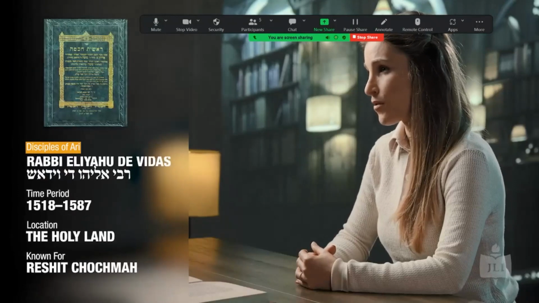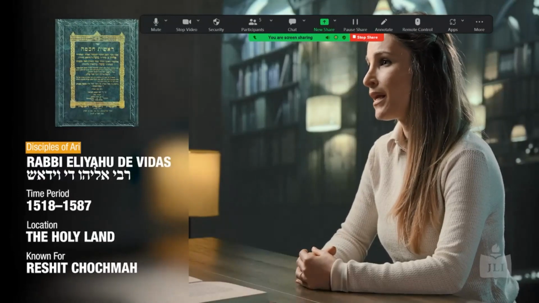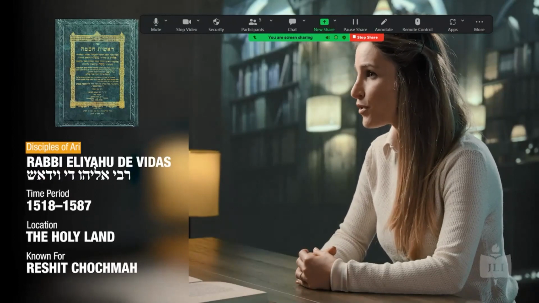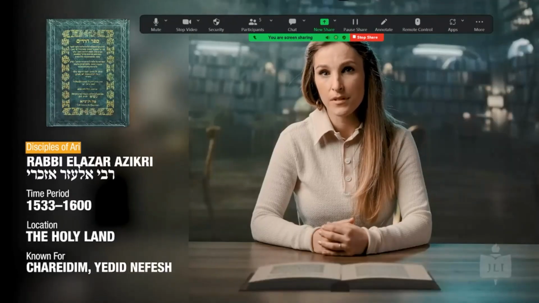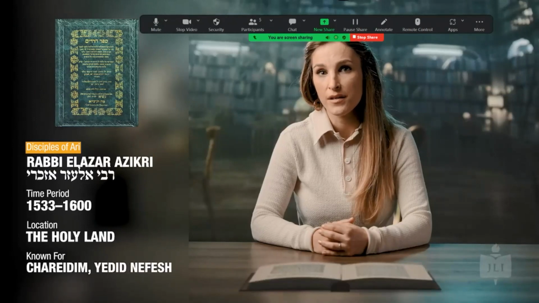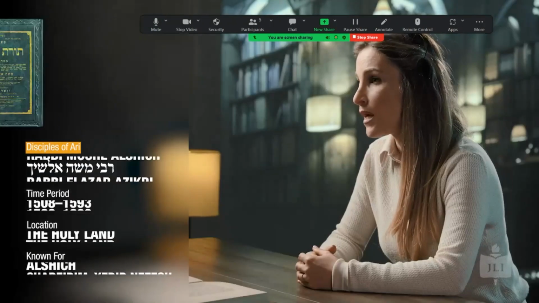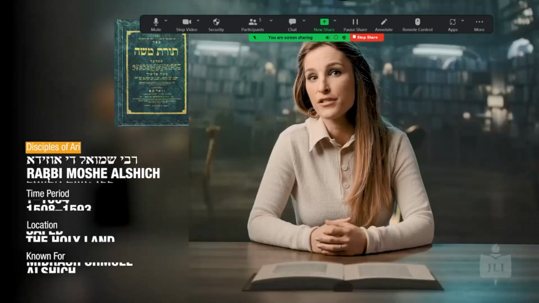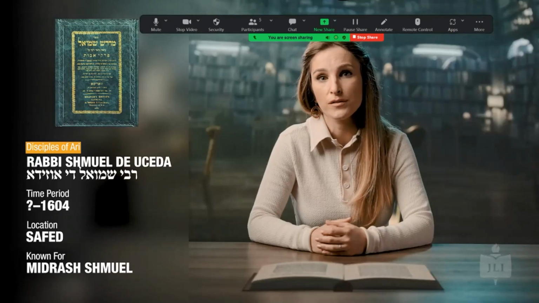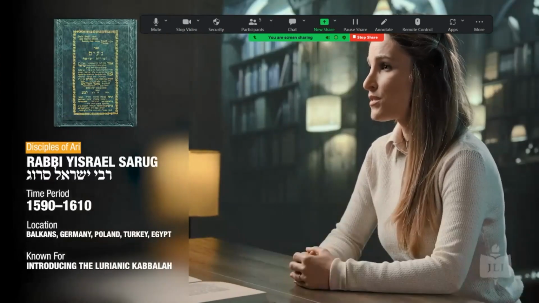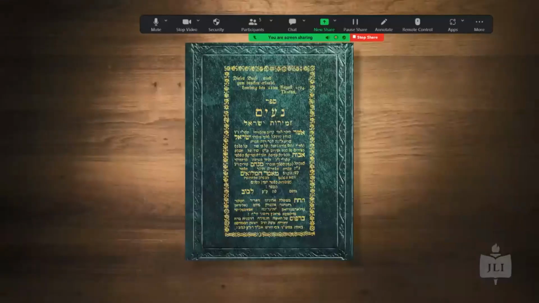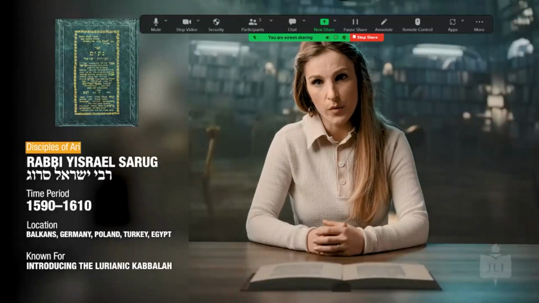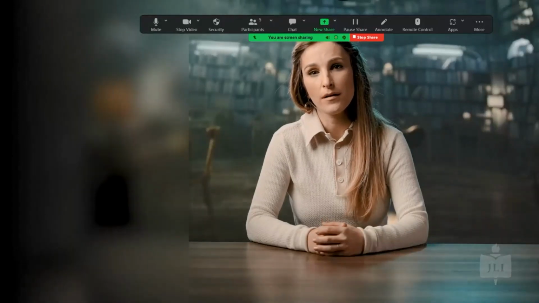Ari revolutionized the realm of Jewish mystical learning by proclaiming that the restrictions on disseminating Kabbalistic teachings applied only in earlier generations, and that in these times it is permitted and obligatory to reveal this wisdom. As a result, a number of Ari's disciples labored to record and publicize his teachings and to seed centers of Kabbalistic learning throughout the Jewish world. One of these disciples, Rabbi Israel Sarug, traveled for 20 years throughout Italy, the Balkans, Germany, Poland, Turkey, Egypt, and elsewhere to introduce the Lurianic Kabbalah.